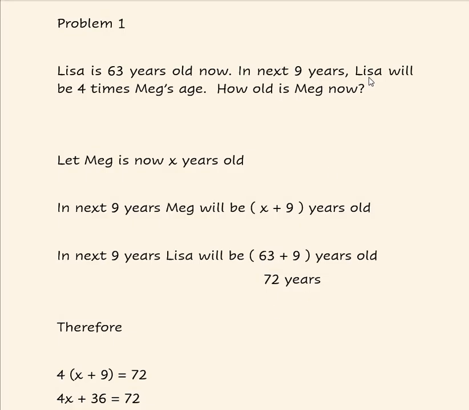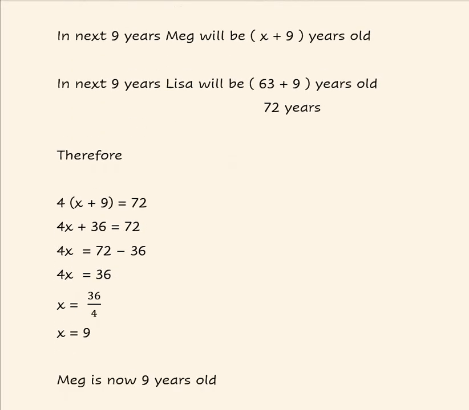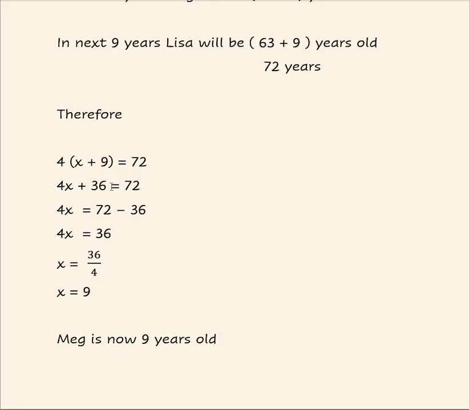But in the next 9 years, Lisa will be 4 times Meg's age. So in 9 years, Meg's age is X plus 9 years. So 4 times (X plus 9) years will be 72. So from here we get 4x plus 36 equals 72, or 4x equals 72 minus 36, or 4x equals 36. X equals 36 divided by 4, x equals 9.